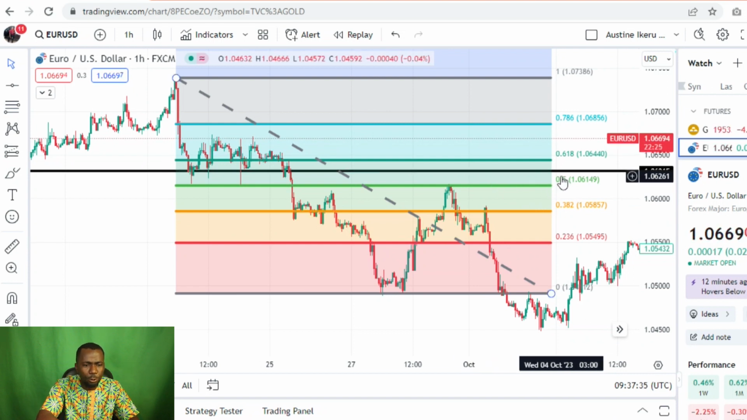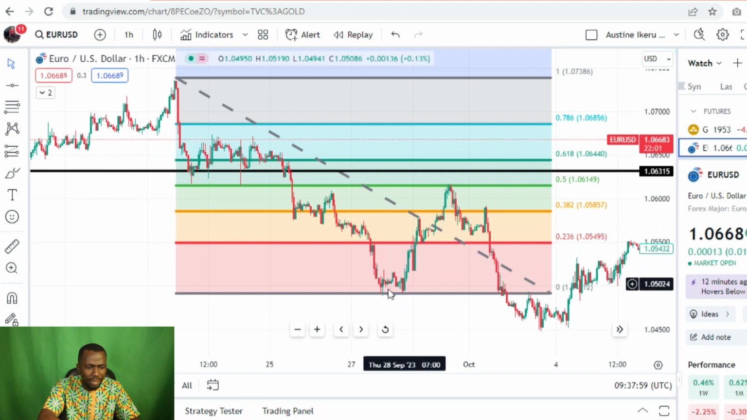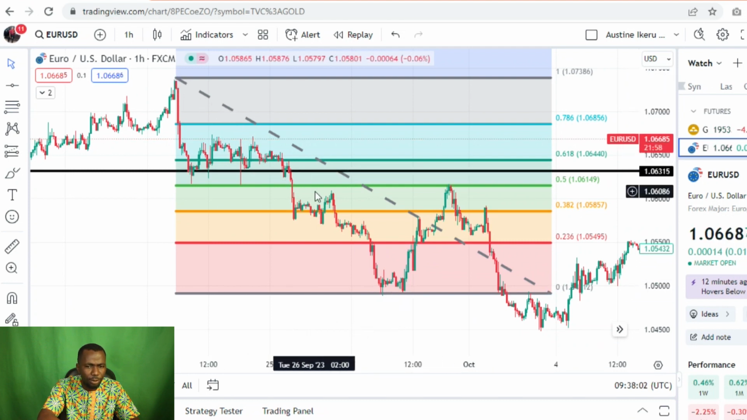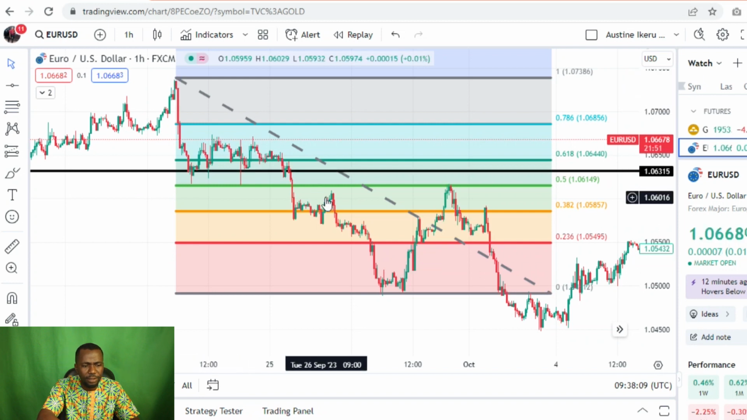0.5 is very close to the resistance level, right? The 0.5 is very close to the resistance level, so you should be watching this level. Because the 0.5 level, which is this green line, is close to the resistance level. So what happened? The price rallied up, because this is where you saw the price at this level before you mapped out your Fibonacci retracement tool.